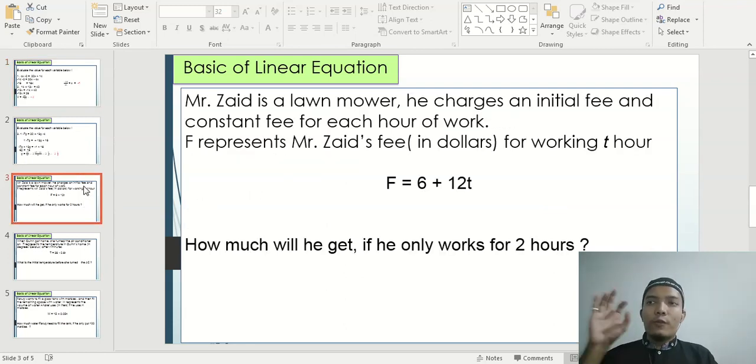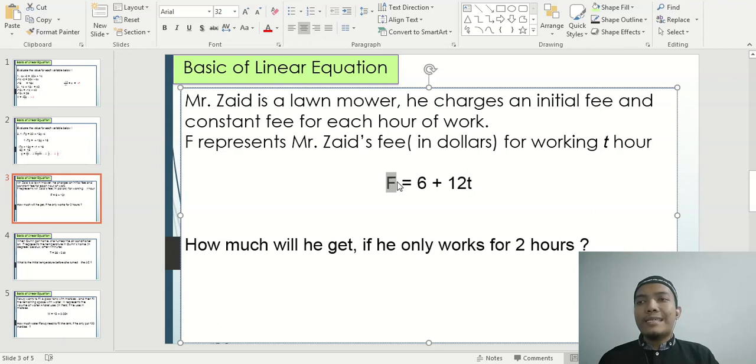Now I'm going to introduce you to the word problems of linear equations. What if there are 2 or more variables present in the equations, and what does it mean in daily applications? Here is how. The first one: Mr. Z is a lawn mower, so he's maybe mowing the lawn here. He charges an initial fee and a constant fee for each hour of work. F represents Mr. Z's fee.